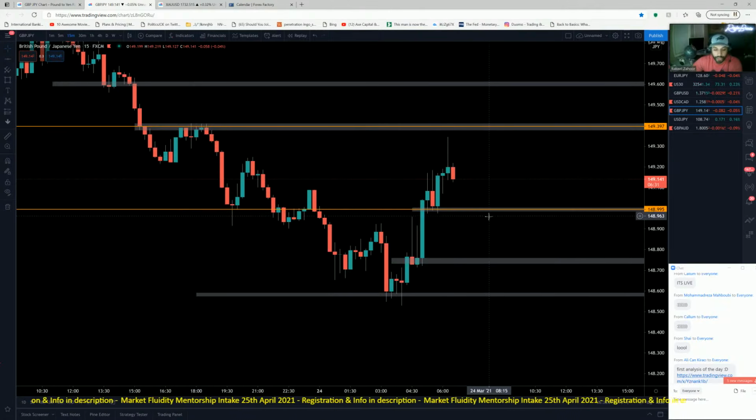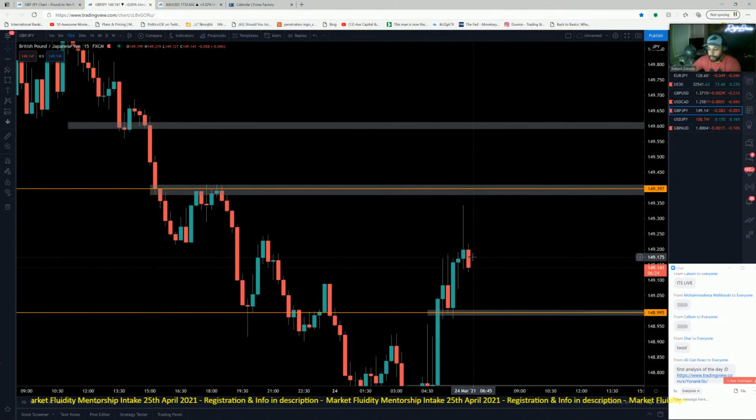So I'm going to stick with pound yen to break below 149 or to break above 149.400. These are going to be my two areas I'm going to be looking at for today.